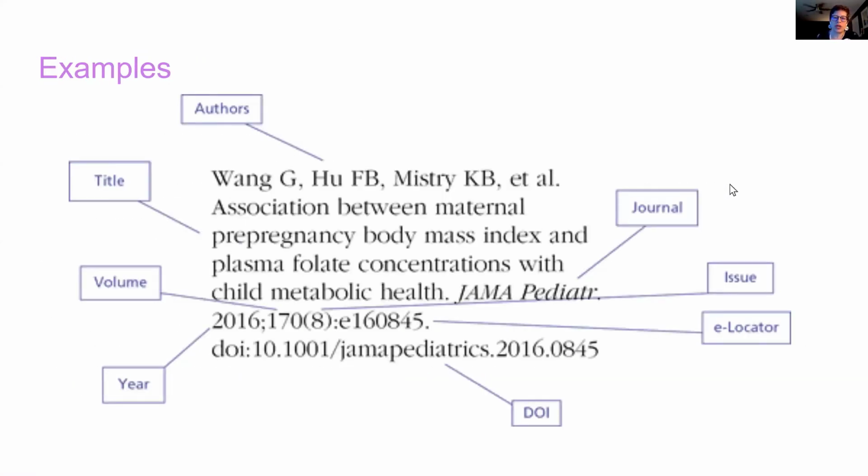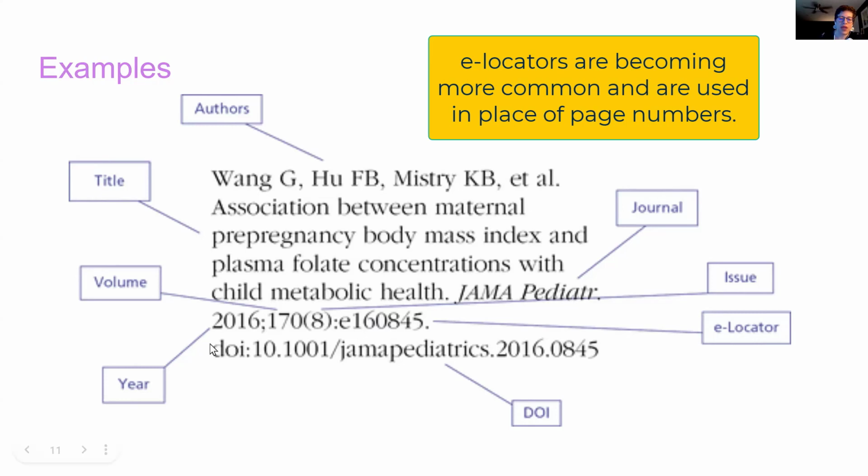So here is a kind of blurry example. I took this right out of the guide as well, just talking about those different pieces. We start with the authors here: last name, initial, comma, last name, and then et al. Then we have our title, and you can see the title is capitalized at the beginning. No other capitalizations within here, no proper nouns, period. And then the abbreviated journal, so JAMA Pediatrics for Journal of the American Medical Association Pediatrics. The year, the volume number, the issue. This is called the e-locator, and then the DOI at the very end here.